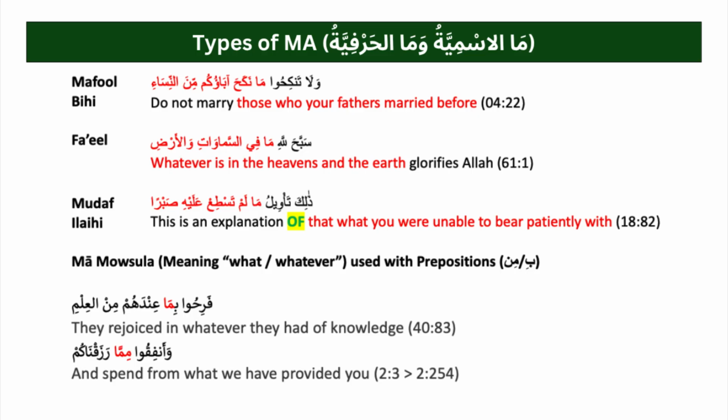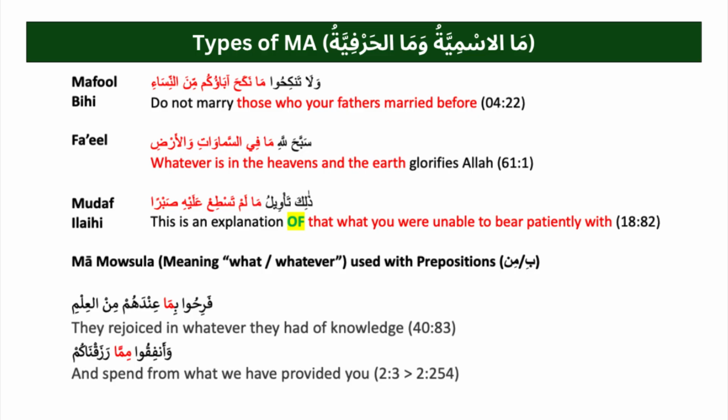The first role shown is maf'ul bihi. The verse is وَلَا تَنْكِحُوا مَا نَكَحَ آبَاؤُكُمْ مِنَ النِّسَاءِ. Do not marry those whom your fathers married before. Here, ma is functioning as relative ma, and the phrase after it explains the referent. The whole relative structure is in the role of maf'ul bihi.